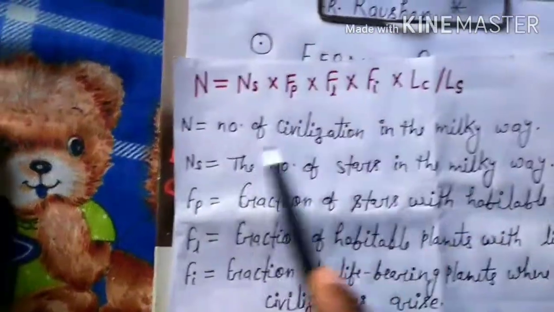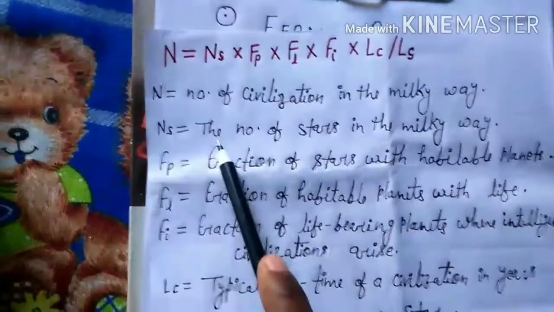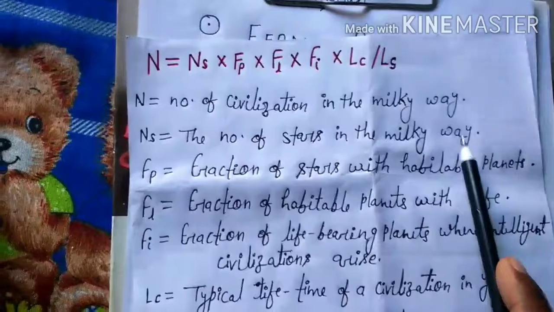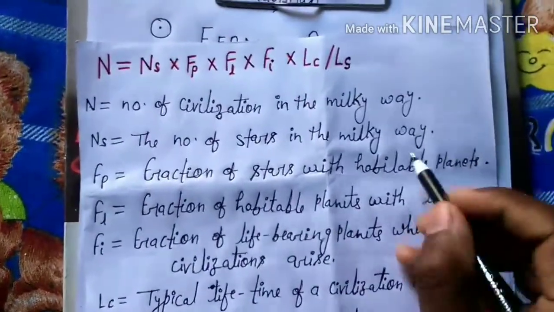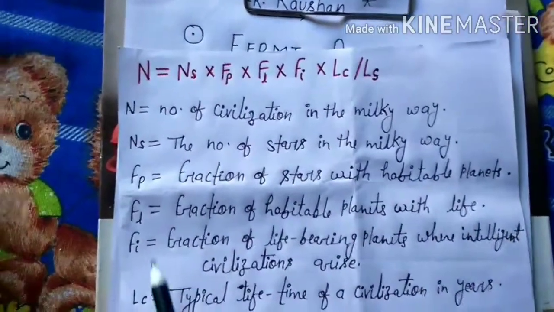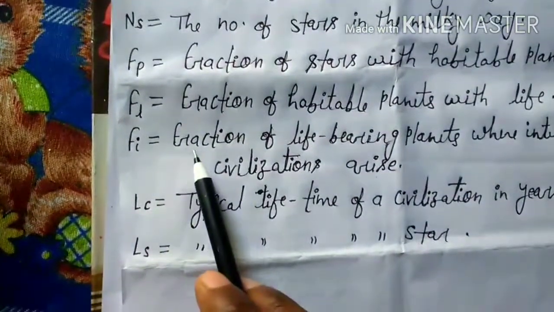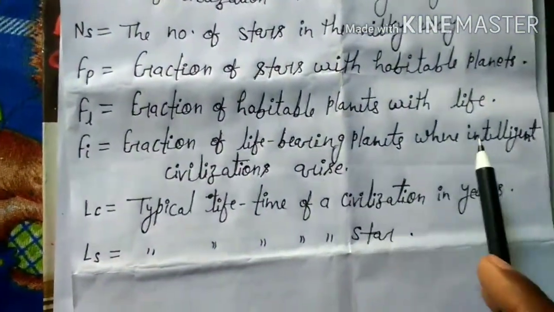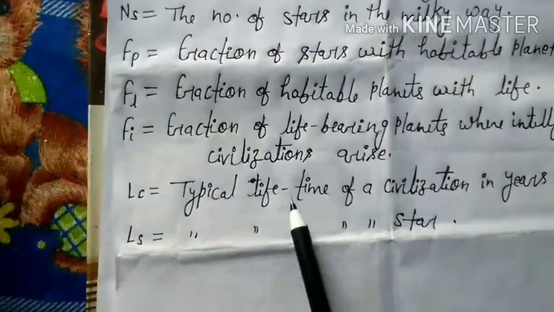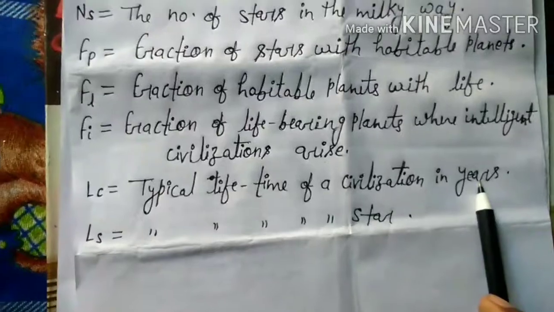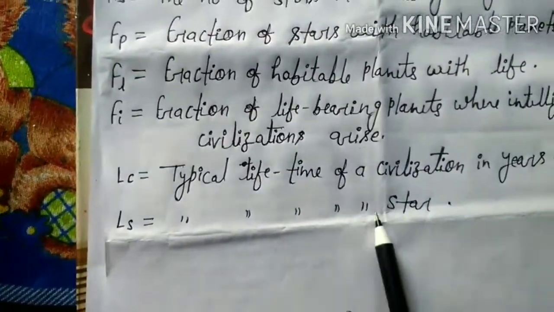So what are these notations? You can see here: N equals the number of civilizations in the Milky Way. N sub s shows the number of stars in the Milky Way. F sub p is the fraction of stars with a habitable planet. F sub l is the fraction of habitable planets with life. And F sub i shows the fraction of life-bearing planets where an intelligent civilization arises. L sub c shows the typical lifetime of a civilization in years. And L sub s shows the typical lifetime of a star.